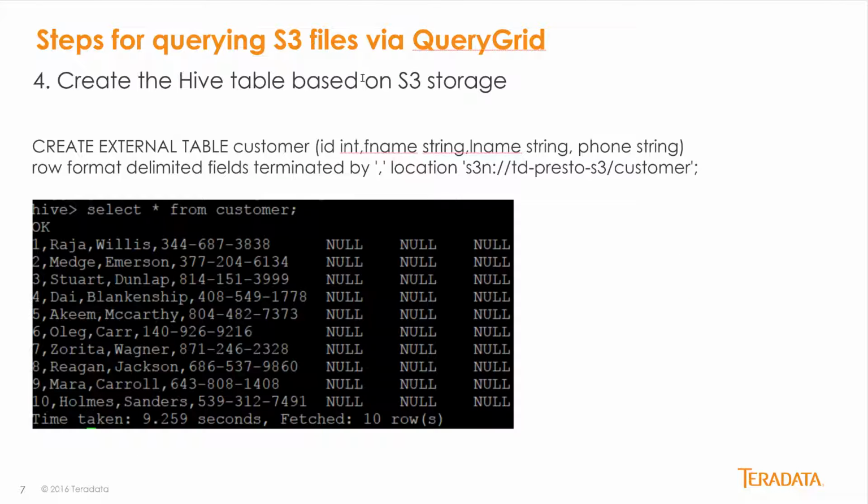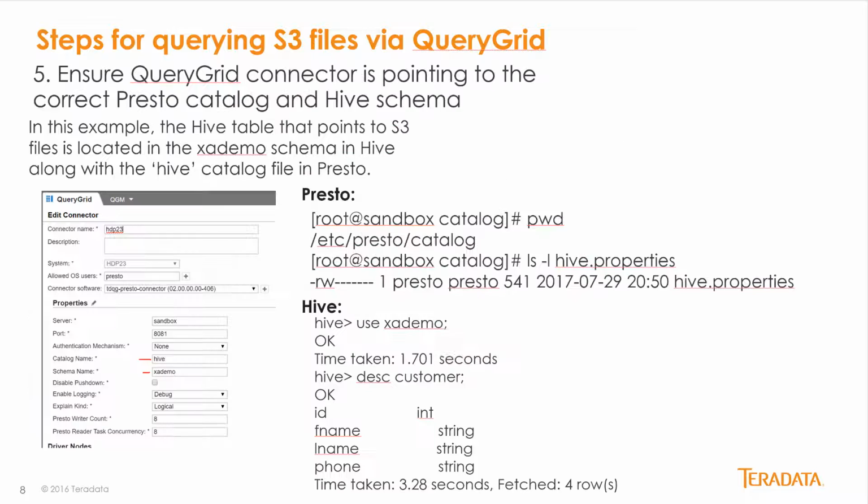And then we're going to create our Hive table based on S3 storage. So we'll do this in Hive. We can say create table, and then the location is going to be the bucket and any folder names you have underneath that. So as you can see here, we select star from customer. This is actually coming from some S3 files.